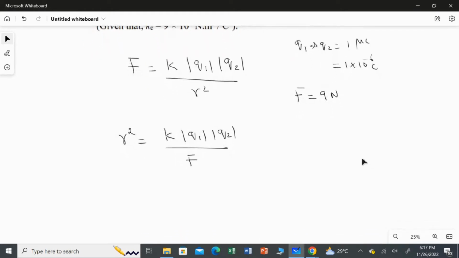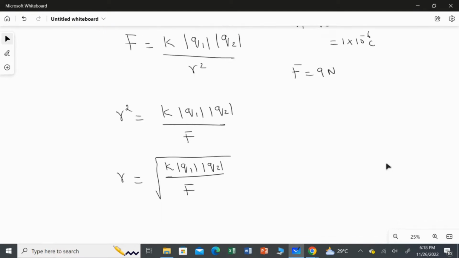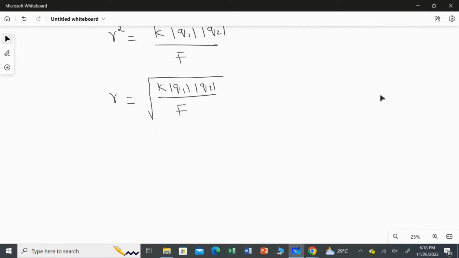Okay, now better I can take the square root because we are going to find the distance only, not distance square. Therefore if you take the square root on both the left hand side and right hand side, you will get the value of the distance R, which is equal to the square root of the Coulomb constant, the magnitude of the first charge, the magnitude of the second charge over the force. Now we have the values here. I'm going to substitute the values here.